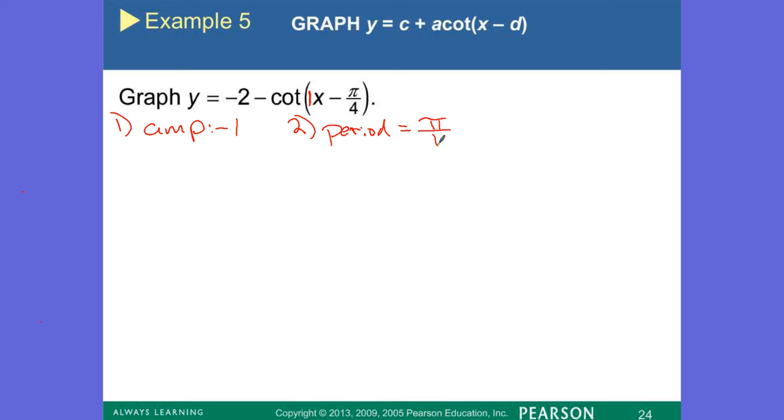So, anyway. All right. 3. What do we say 3 was? That's the one. Yeah. Phase shift. Now, on this one right here, my phase shift. -pi/4. Okay. My phase shift is going to be -pi/4.